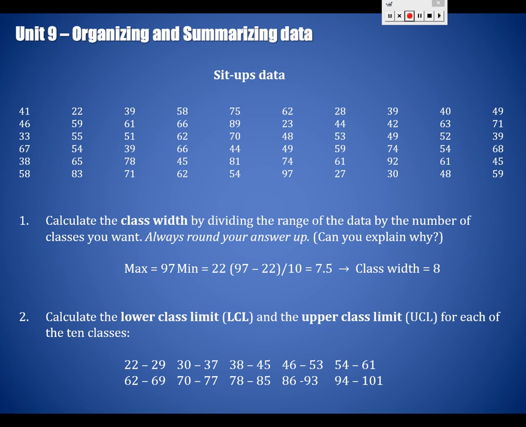Well, if the next class starts at 30, then this class must be capturing sit-up numbers from 22 up to 29. But not 30. That would be a problem. Why would that be a problem if we did 22 to 30, and then 30 to 38? Yeah, if someone does, and they're certainly allowed to report a number of sit-ups equal to 30, that's okay. Then which bin do they go in? That's a problem. So you can see that.